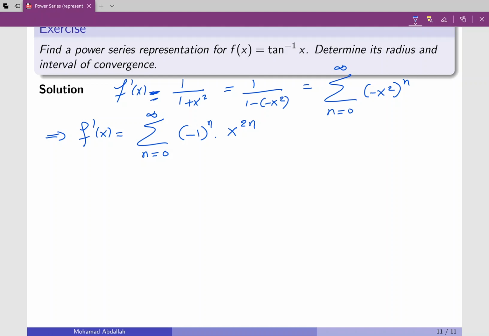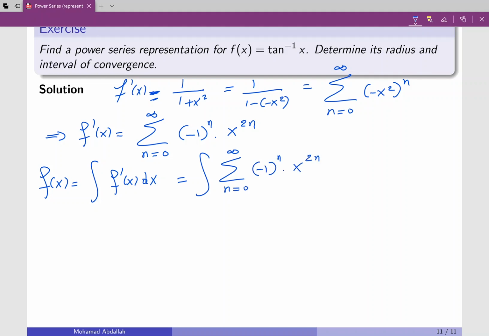Now, how is this related to that one? If I want to go back to f of x, I will integrate. So f of x is equal to the integral of f prime of x dx. So this is the integral of the sum from n equals 0 to infinity, negative 1 to the power n times x to the power 2n dx.